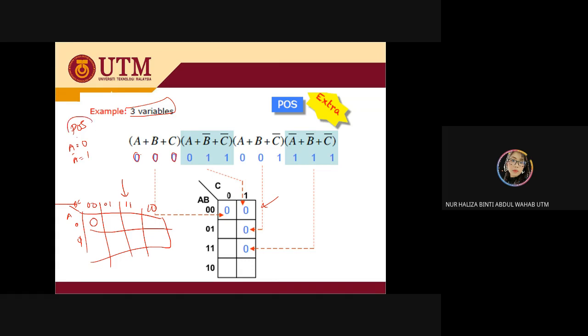Why 0? Because it is POS. Here, 0, 1, 1, I'm going to put 0 here.